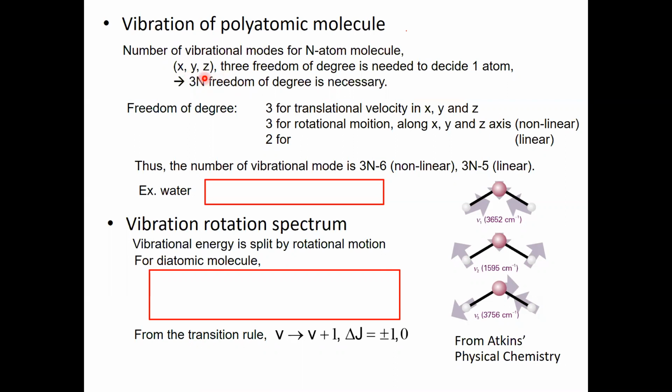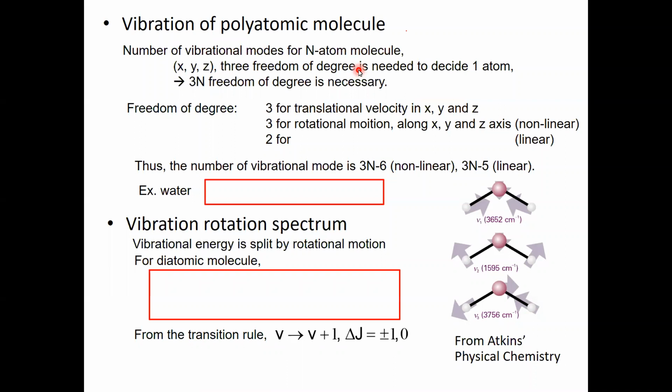Each molecule needs to have degrees of freedom, and if you have an n-atom molecule, it has 3 times n degrees of freedom, because each atom needs a 3-dimensional freedom of position, right? So when you define the molecule, you need to decide 3n degrees of freedom. In other words, an n-atom molecule has 3n degrees of freedom.